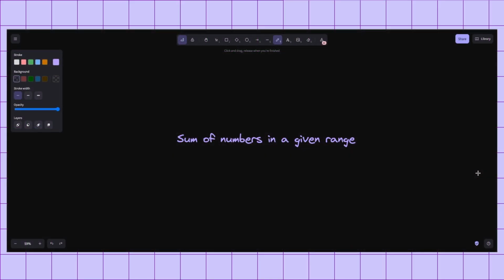So our next problem is sum of numbers in a given range. Now in the previous problem, that is sum of first n natural numbers, we had two solutions. First one was a better solution and second one was more optimized. And in this problem also we are going to see both of them. But before that, let's kick this title out and try to look at the first solution.